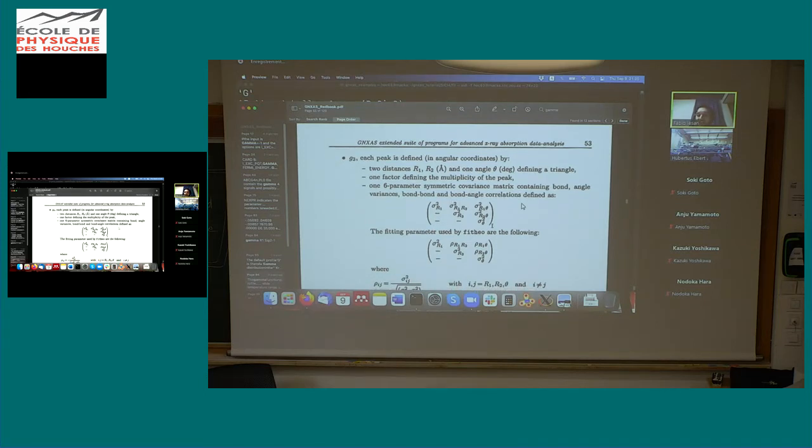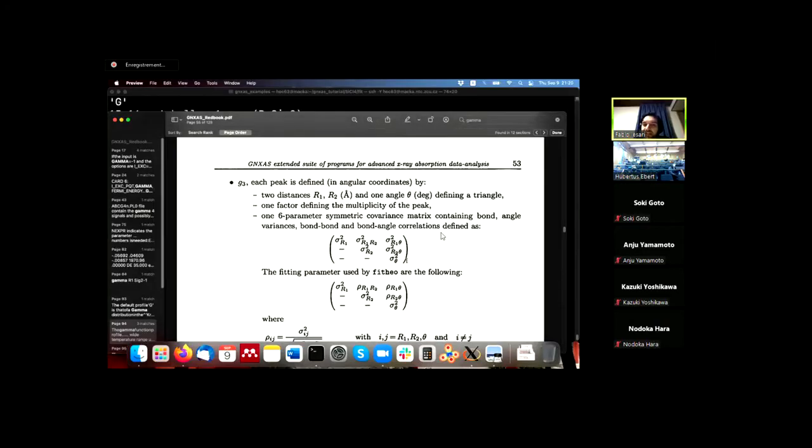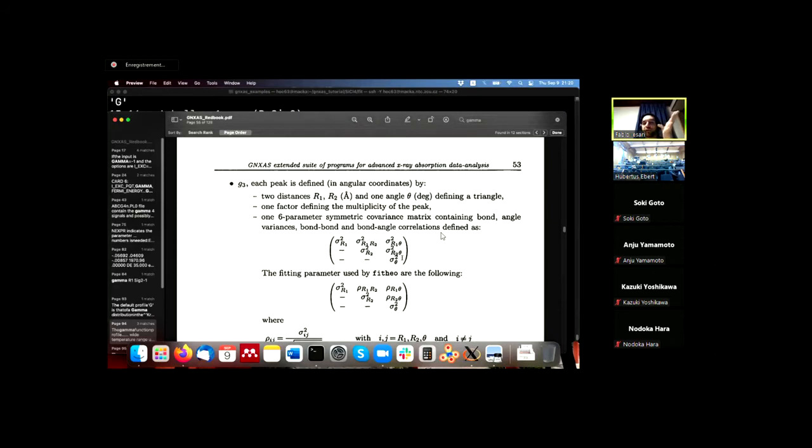Of course, if we have particular symmetries, like, as is usual, for example, in our case, the three-body R1 is equal to R2. So we can use only one parameter for these diagonal elements for R1 and R2, but also we can use only one parameter for R1 theta and R2 theta because they are the same. So for special geometries, we can reduce the number of parameters required.